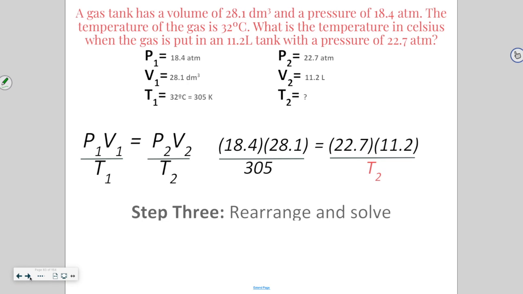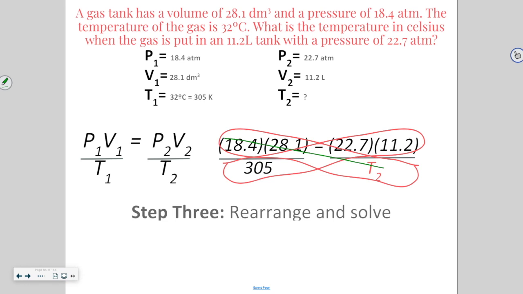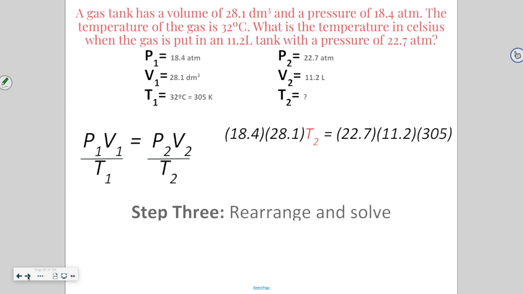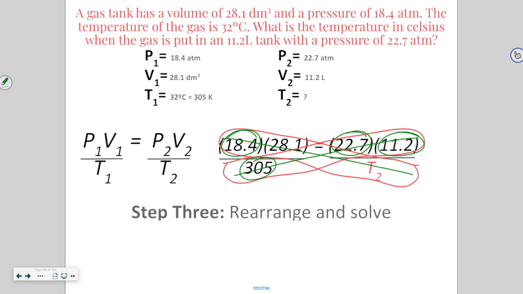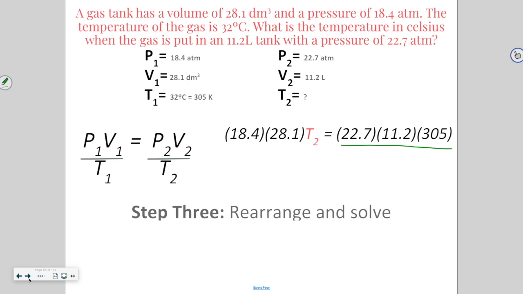It's on the bottom. So let's get rid of our division. We're going to do that by cross multiplying. All right, so when you cross multiply, you basically make a big X through what you have. And everything that goes through that line goes on a side together. So you will see 305, 22.7, and 11.2 together on one side. All right, here it is. And then you would see 18.4, 28.1, and T2 together on one side.